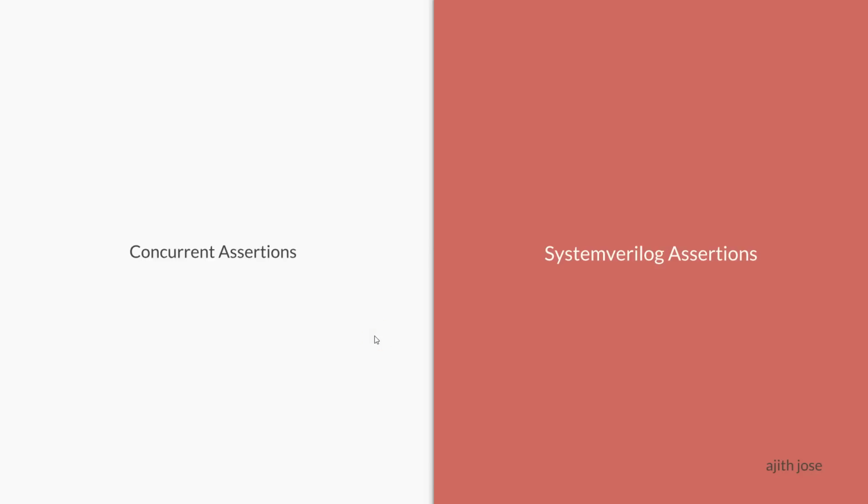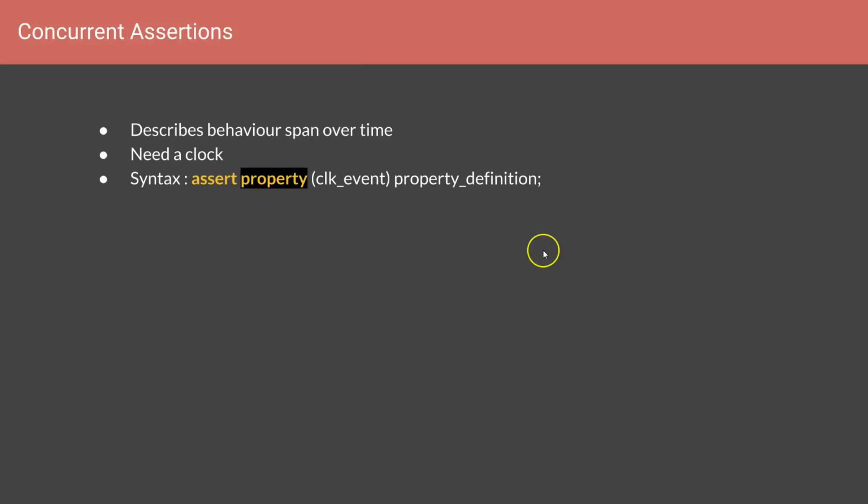Concurrent assertions. Concurrent assertions are used to describe behavior which spans over multiple time periods or multiple clock periods. Thus, you need to provide a clocking event when you write a concurrent assertion.